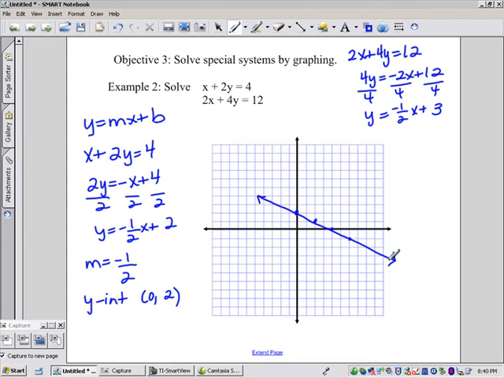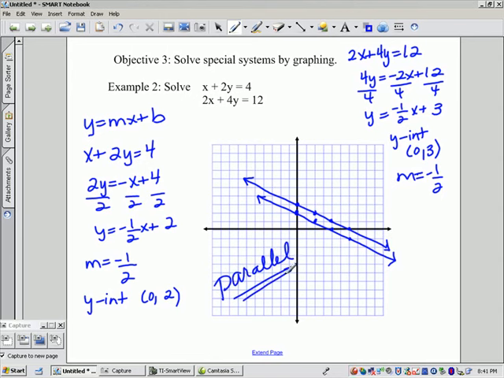And our second line is our y-intercept, I didn't even state that, is 0, 3. And our slope is negative 1/2. So we've applied 0, 3, and go down 1 over 2, down 1 over 2, down 1 over 2. And so graphing these points, what do you notice about the lines? These lines are parallel.